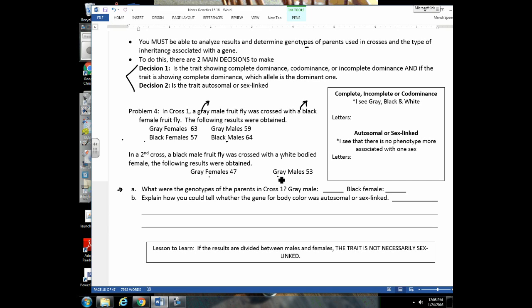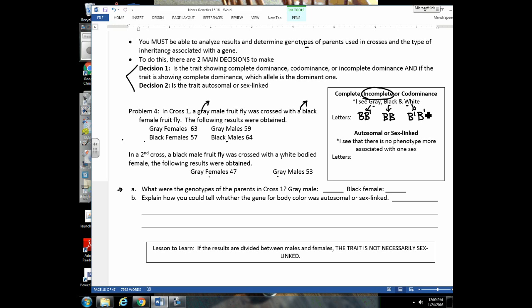Okay? So let's look at our first decision that we're going to make here. Is this trait showing complete dominance, codominance, or incomplete dominance? If the trait is showing complete dominance, then we have to figure out which allele is the dominant one. Well, I see gray, black, and white phenotypes in this problem. So that tells me that I'm dealing with a trait that shows incomplete dominance. So if I'm going to choose letters to write, I'm probably going to write B, B prime would be my gray. I'm going to have B, B as black, and white would be B prime, B prime.